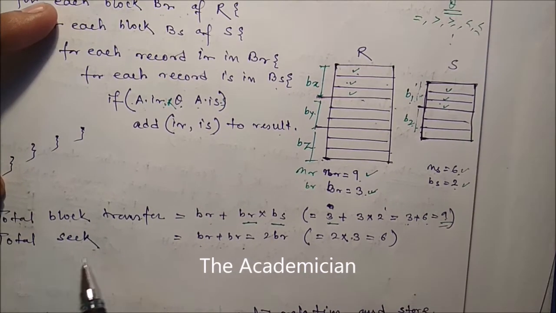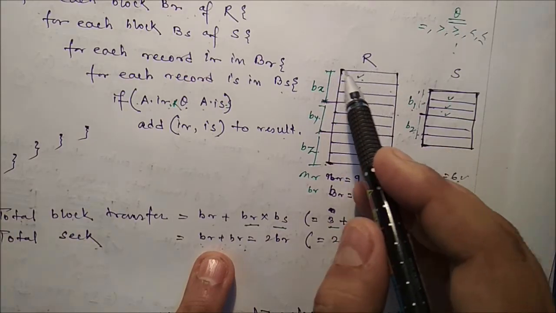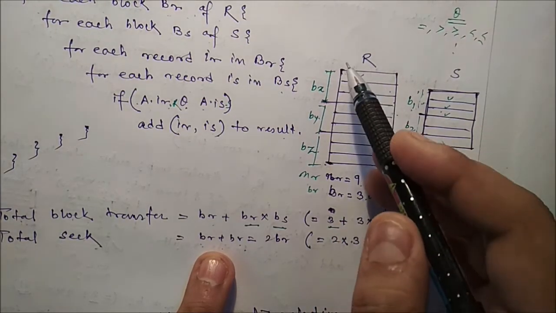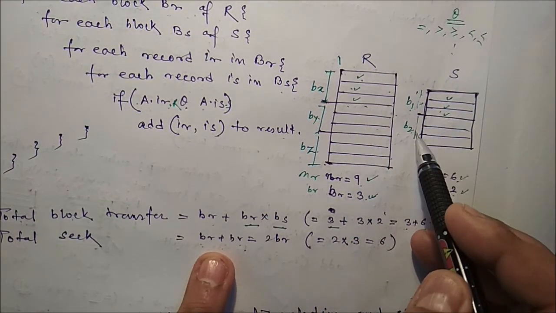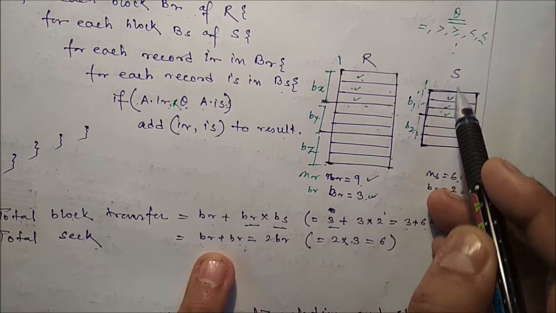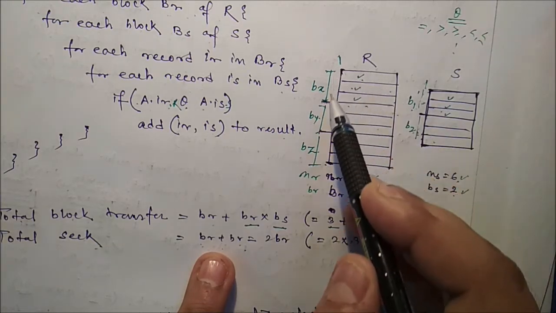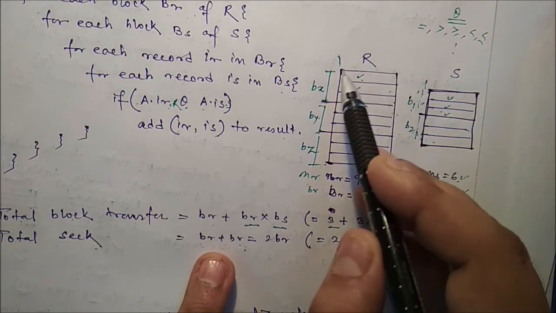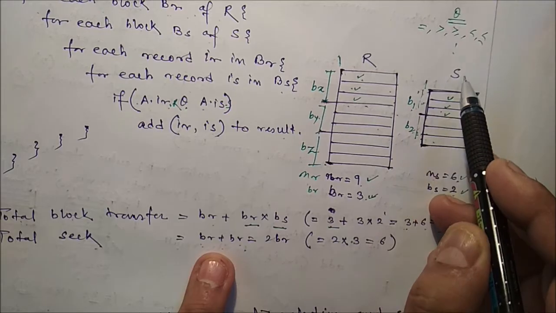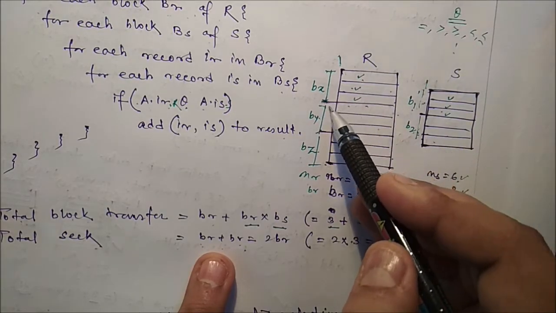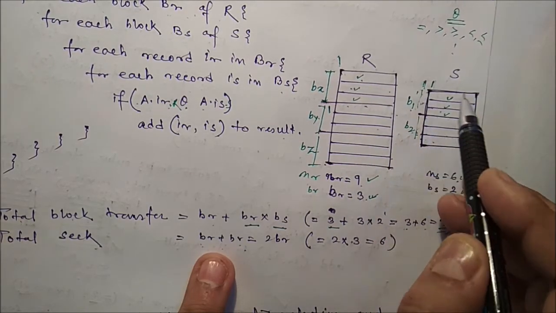Okay. Next is the total seek time. So total seek time is what? BR plus BR. So how is it BR? Now first of all we have to transfer this particular block, so we need one seek time. After that, for this particular block we need these two blocks. So we need one seek time for S, because sequentially we have to process. So first of all identify this particular block, we need one seek time. For this block we need these two blocks, and since we have to process sequentially, we need one seek time to identify this particular block. We need another seek time to identify the next block. Now for this particular block we need another seek time for S.